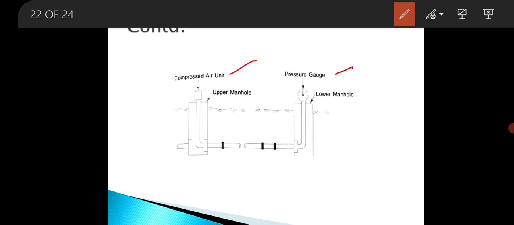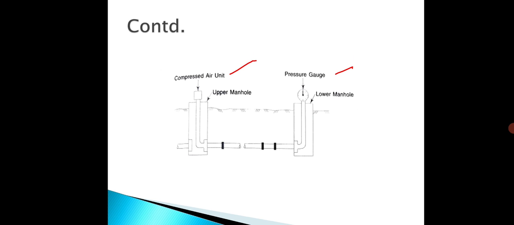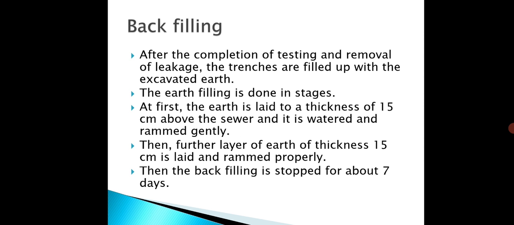That means if the pressure drops below the permissible limit, then it will indicate leakage. The exact point of leakage is found out by applying soap solution, which will show bubbles at the point of leakage, and the leakage point should be repaired immediately. So this is how we will test the leakage in the sewer line.